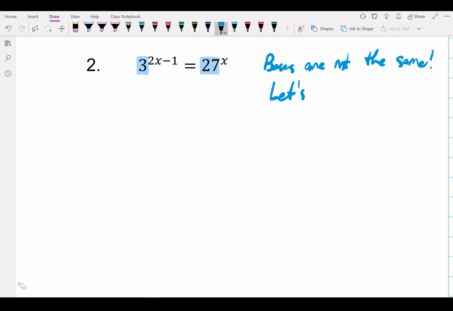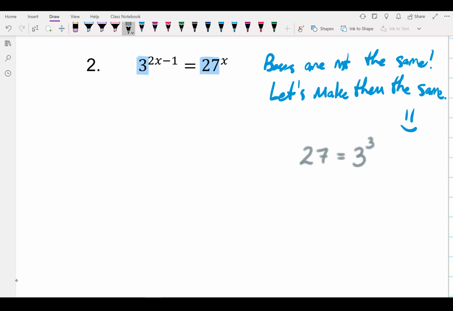Let's make them the same. How are we going to do this? We need to try and find a way to make base 3 on that side as well. We're not going to make base 27 on this side because that would make things complicated. But we can definitely break 27 down into something to the power of 3, can't we? And the reason I know that is that I know 27 is 3 to the power of 3. 27 is a perfect cube.